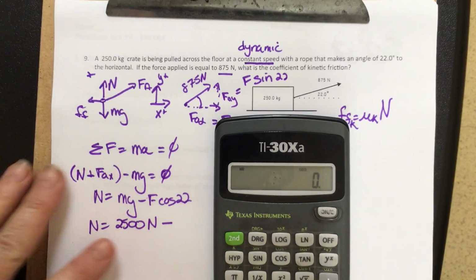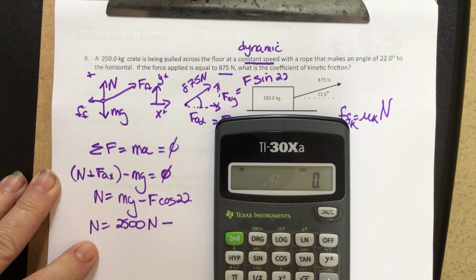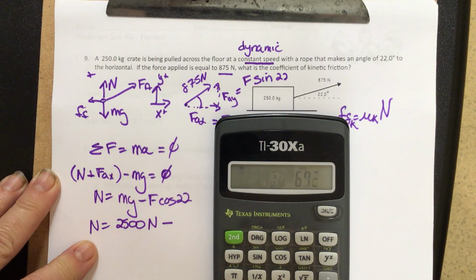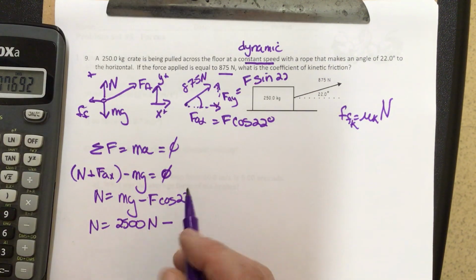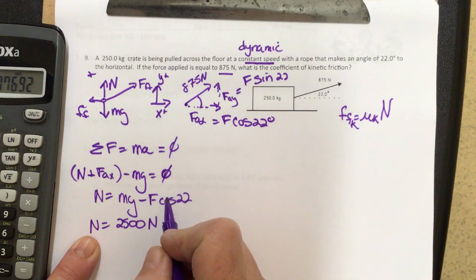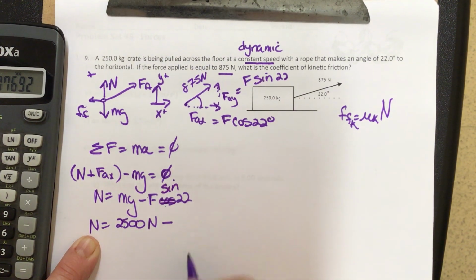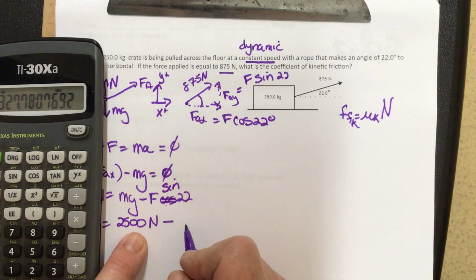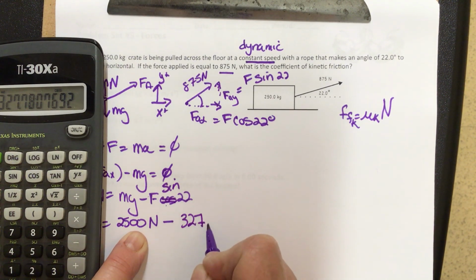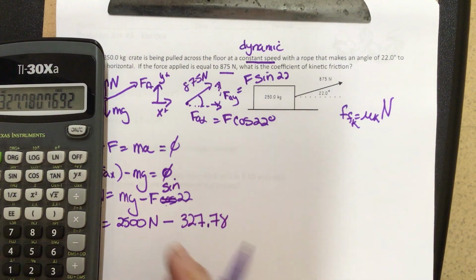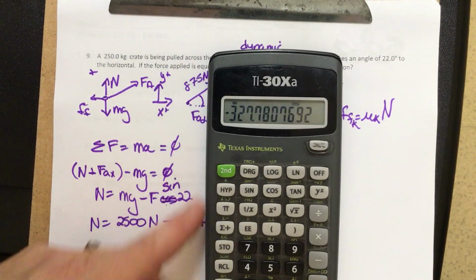875. Whoops, sorry. I don't have the other kind of calculator. So 22 sine times 875. Oh, I wrote cosine. No, I made a mistake here, right? Because it is actually in the y direction, so that has to be the sine of 22. So 2,500 minus 327.78, if we round up. I'll change that to be negative.